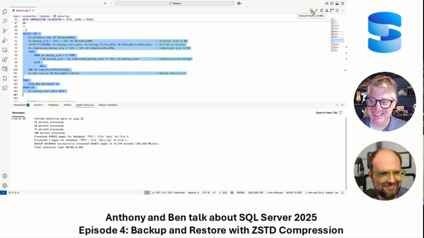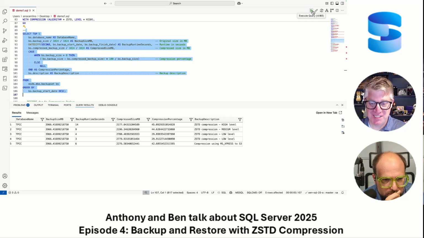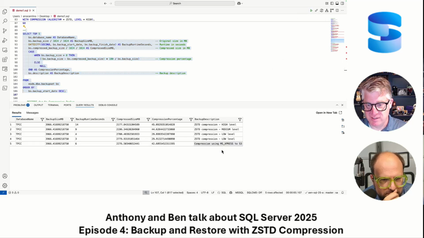So let's go ahead and look at the backup history. If I look at the things that we just did, obviously in the backup history we won't see any of the null stuff here. I eliminated that. I'm just focusing on the ones that were written out. So if we look at compression to MS Express over S3, it took about 6 seconds. The backup file is about 2.2 gigabytes, and that gets us about a 42% compression ratio.